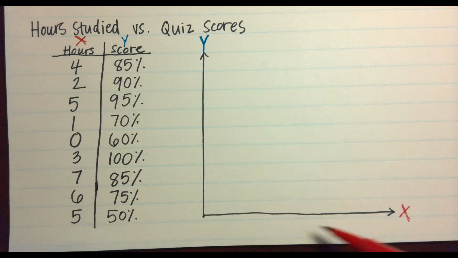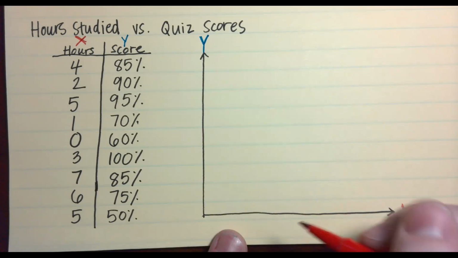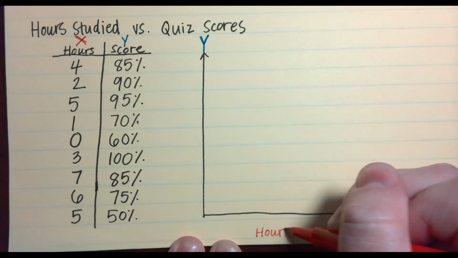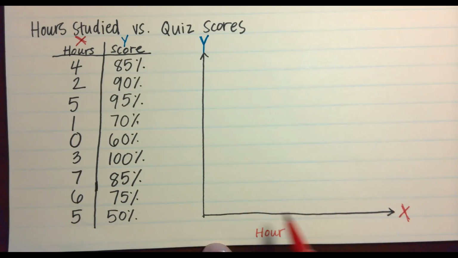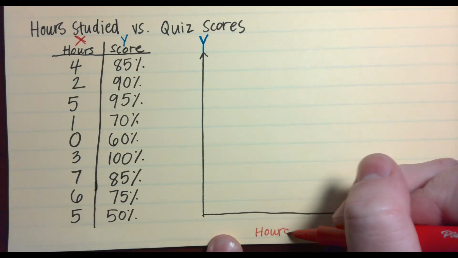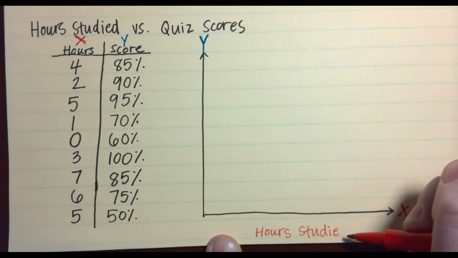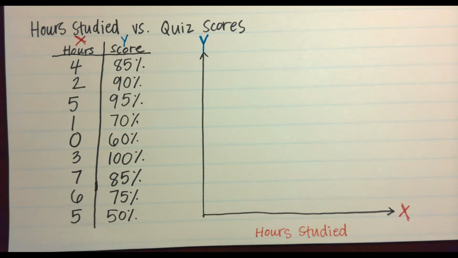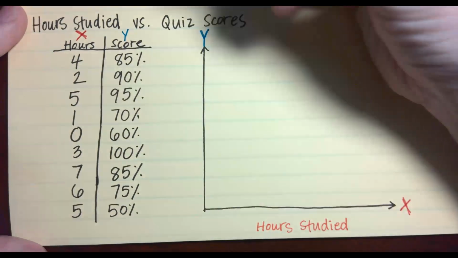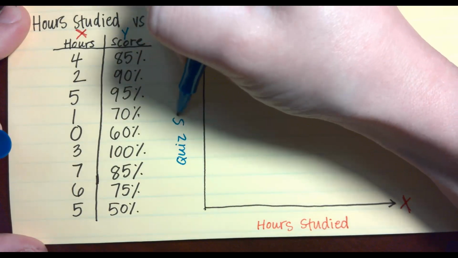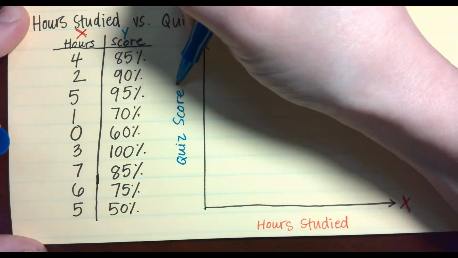So now let's label our little graph here. I'm going to write hours studied under here. And I'm going to give myself space to write numbers still. So I'm writing it a little below. And I'm going to label the y-axis off to the side. Let's label this quiz scores. And give yourself a little bit of space for numbers.